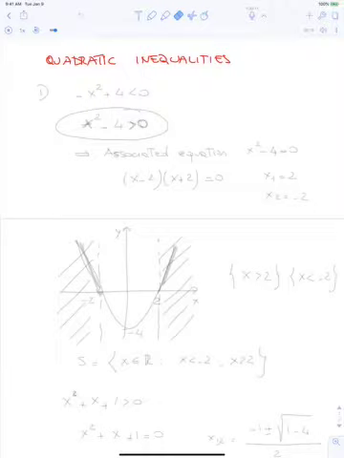So the examples are always in black. So here, let's start with something simple. Minus x squared plus 4 less than 0. The first thing that we do in this case could be to change the sign if you feel more comfortable working with a coefficient which is positive. Now, if we change the sign, we also have to change the sign of the inequality.